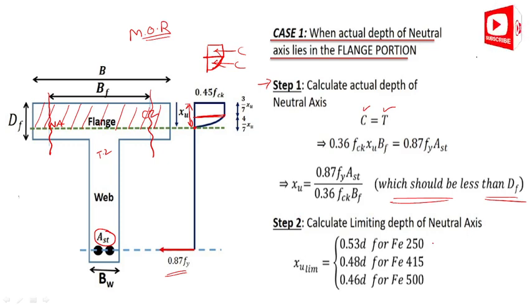You remember these three formulas: 0.53D for 250 steel, 0.48D for 415, and 0.46D for 500 steel if they are given. Okay, so these are the formulas.